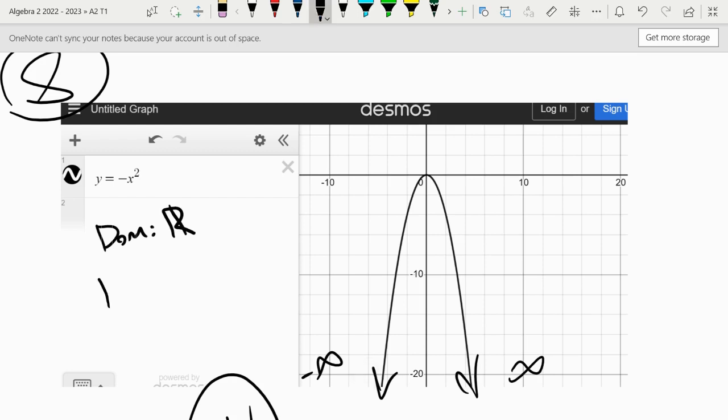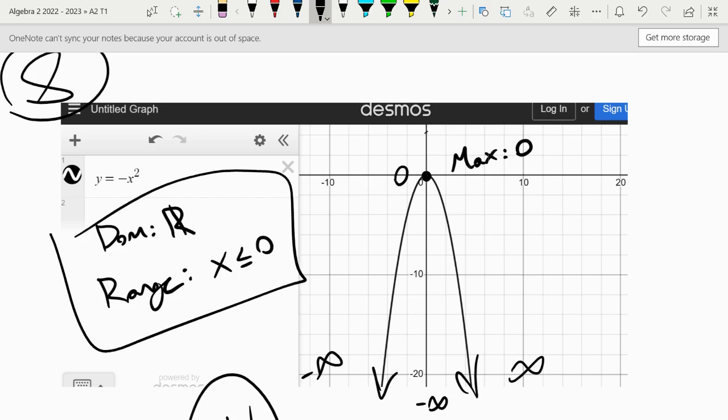However, my range will not be all real numbers. In fact, we can see that there is a maximum right here at 0, at y equals 0. So if we have a maximum right there, we know that the range goes from negative infinity on the y-axis to 0. The way to write that is we would write y is less than or equal to 0. So for number 8, that's what I would put for the domain and range.